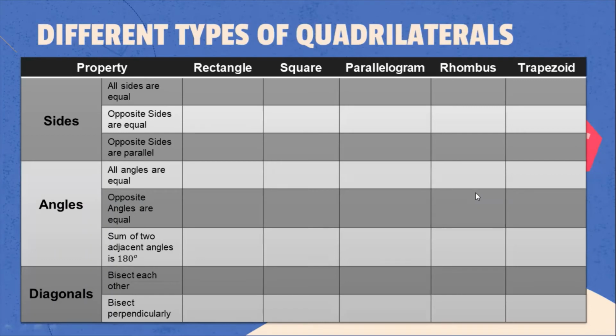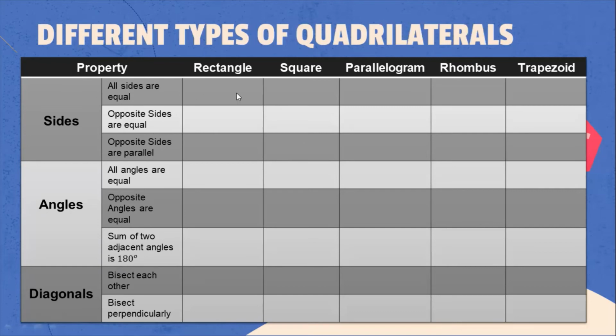Let's now try to summarize what we studied today. These are the properties: sides, angles, diagonals. All sides are equal, opposite sides are equal, opposite sides are parallel, all angles are equal, opposite angles are equal, sum of two adjacent angles is 180 degrees, bisect each other, bisect perpendicularly. Let's put a check if the properties are applicable to the given quadrilaterals.